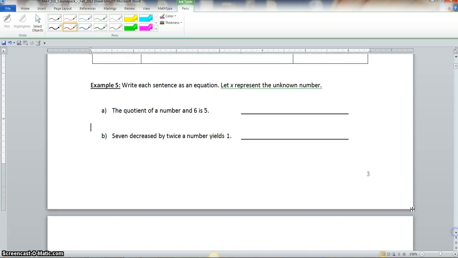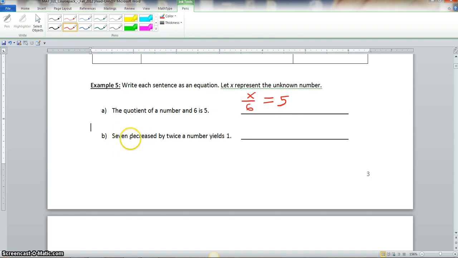We have example 5. It says write each sentence as an equation. Let x represent the unknown number. It says the quotient of a number and 6 is 5. When we deal with quotient in Math 31 and higher, what we would do is write this quotient as a fraction. So a number is x divided by 6. Is means equal, and 5. So it's x over 6 equals 5.